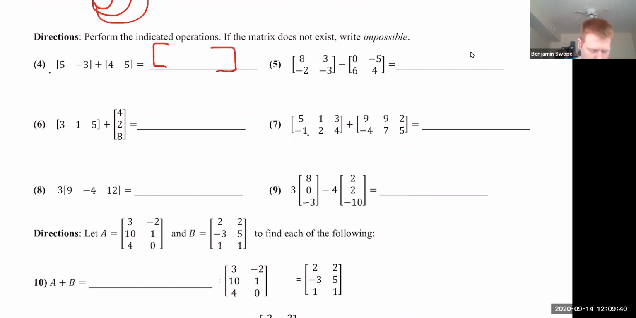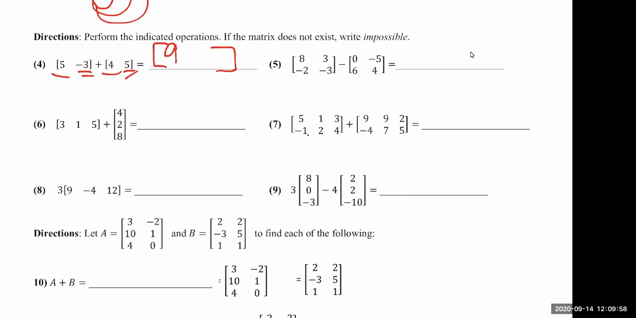So usually I just kind of draw my matrices. So if it's this, remember this is a 1 by 2 matrix, 1 row, 2 columns. That means my answer is going to be a 1 by 2. So to add these together, we just do 5 plus 4 would be 9. And then we do the second one, -3 plus 5 would be 2.